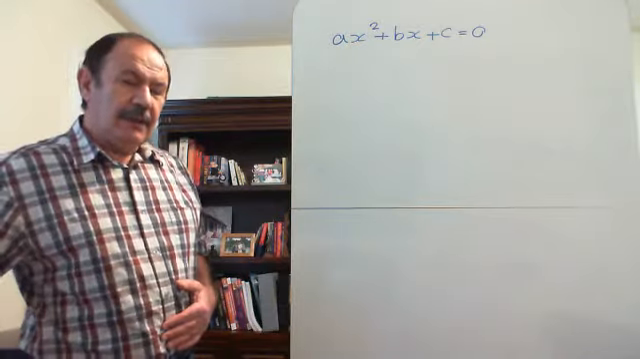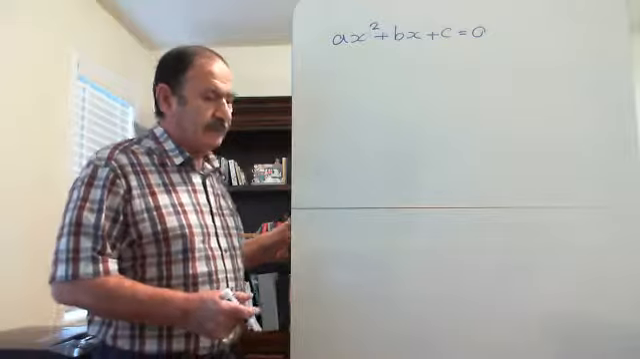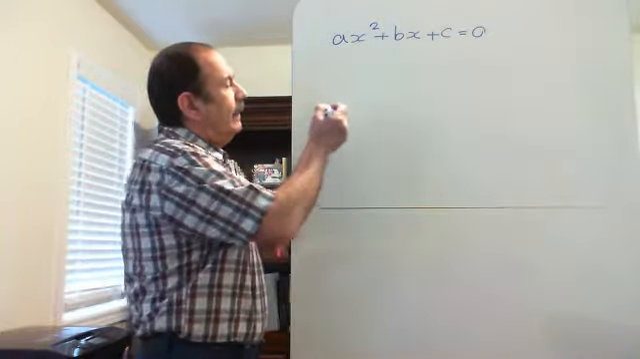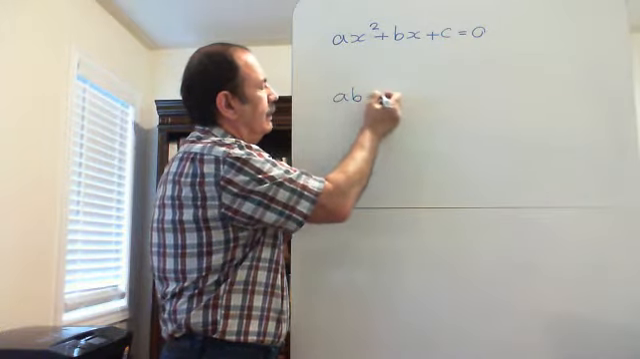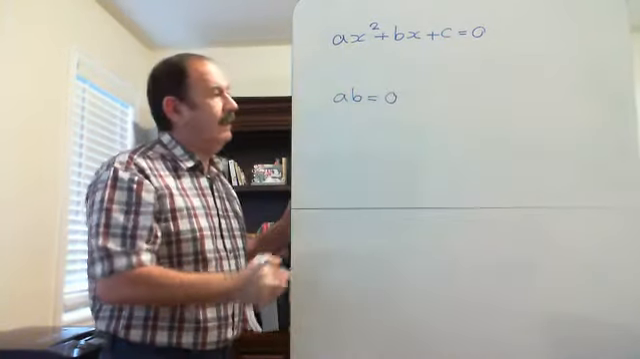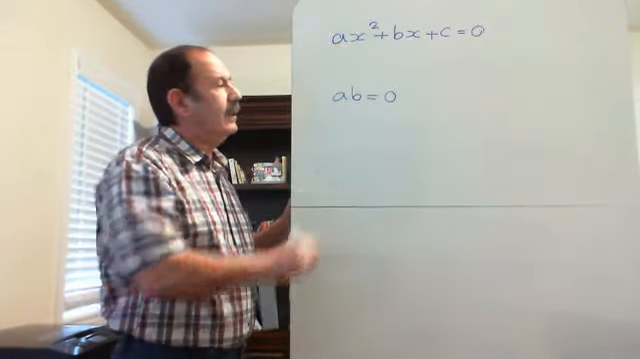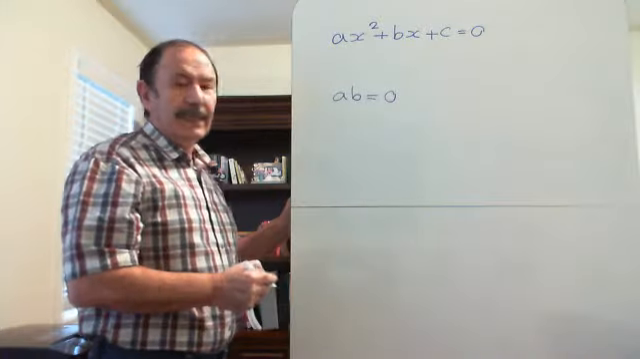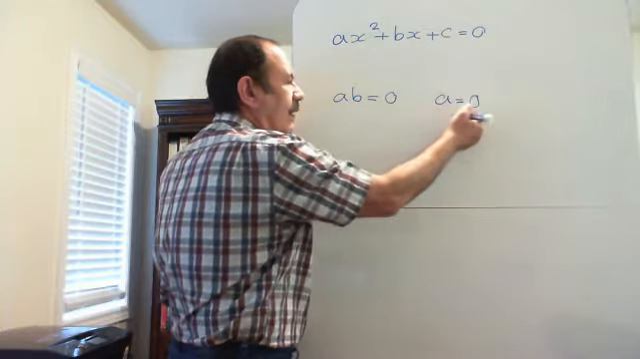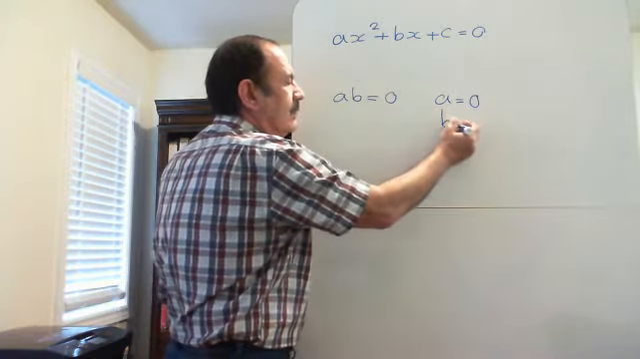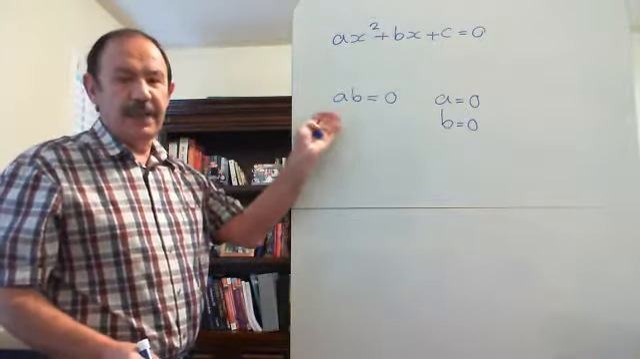For solving quadratic equation by factoring, we use this formula, or this rule. If I have a times b equal to 0, if I have two numbers or two variables multiplied by each other equal to 0, then I can say a equals 0 is one of the answers, and the other answer is b equals 0. These two can be the solutions of this equation, ab equal to 0.